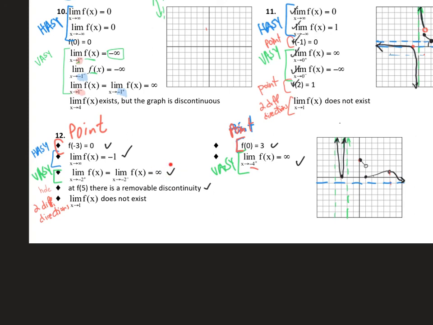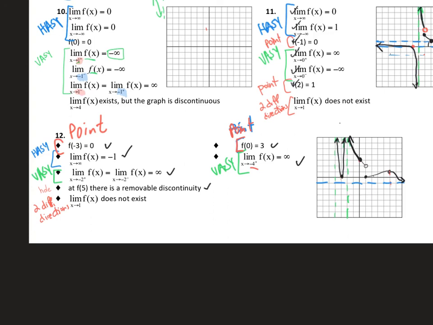Do I have a vertical asymptote at -2? I do. Oops, it's a good thing I went back and checked. I'm approaching it from the left. I'm going up, and I should also be doing this from the right. I did not get that in there. It's good to double check. There we go. I have that now.